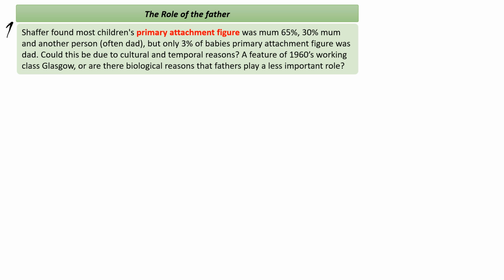The first thing we can say about the role of the father is, based on research from Shaffer and others, it seems the role of the father is less important than that of the mother. Shaffer found that the children's primary attachment figure was most of the time mum. This was 65% of cases. In 30% of the cases, mum was still a primary attachment figure, but there also might have been another person. This could be dad, but it also could be a sibling or a grandparent. Only in 3% of the babies that Shaffer and Emerson investigated was the primary attachment figure dad.